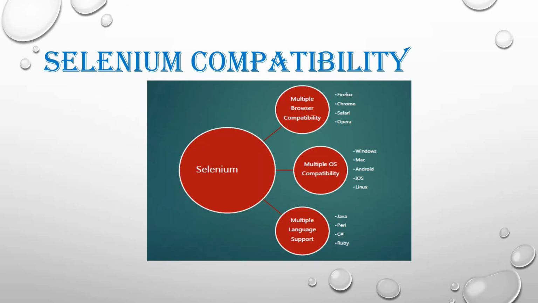These are the compatibility factors of Selenium. With Selenium, we can automate our scripts in Firefox, Chrome, Safari, Opera, and Internet Explorer browsers. So it provides flexibility of using the browsers. Also, it can support different operating systems like Windows, Mac, Android, iOS, Linux. Apart from that, as I told you earlier, it can support multiple languages for designing the automation scripts like Java, Perl, C Sharp, Ruby.